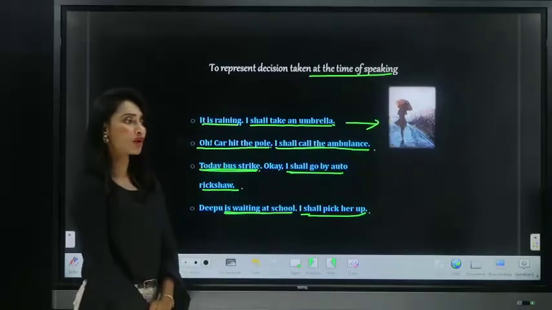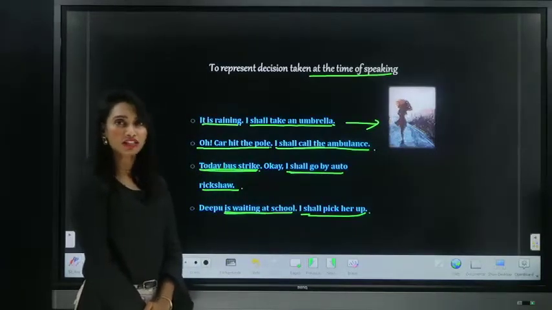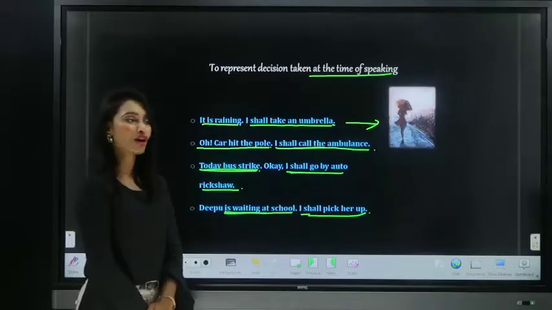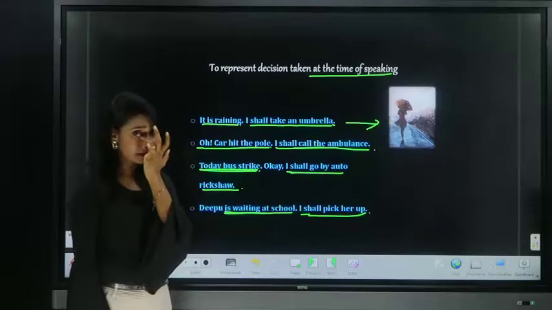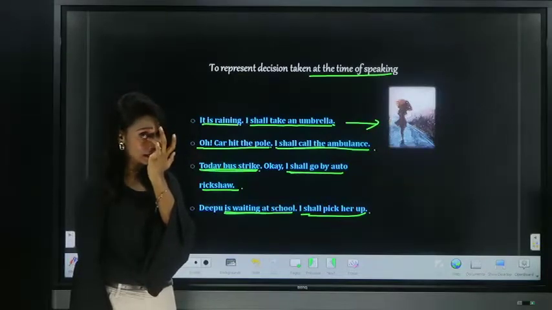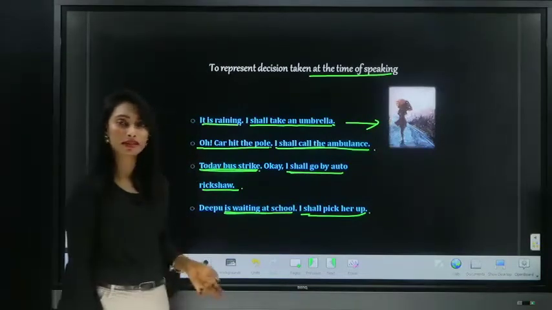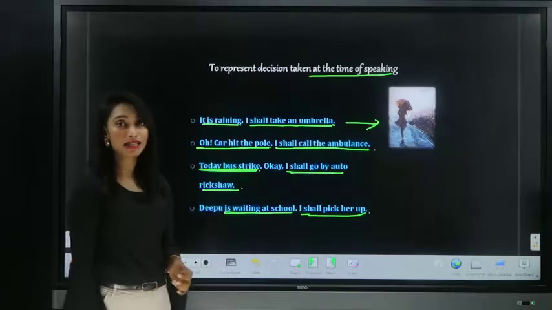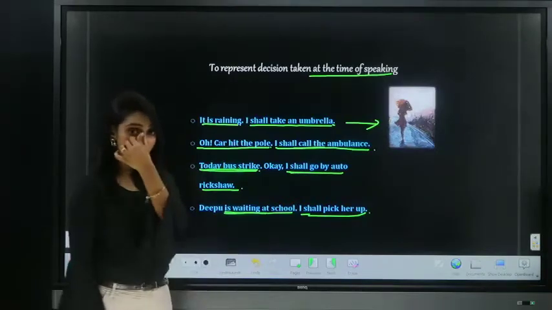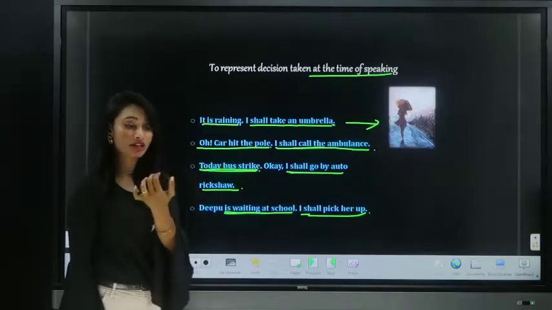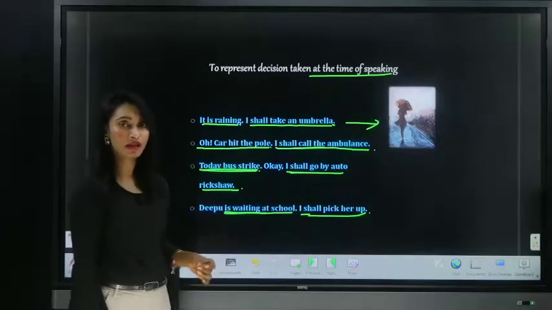Now let's move on to the next one, future continuous. So what is the formula for future continuous? Just remember the formula for present continuous. Present continuous formula is subject plus is, am, are plus V4 plus object, right? But in future, will or shall are common. So subject plus will or shall is common for all the future forms.